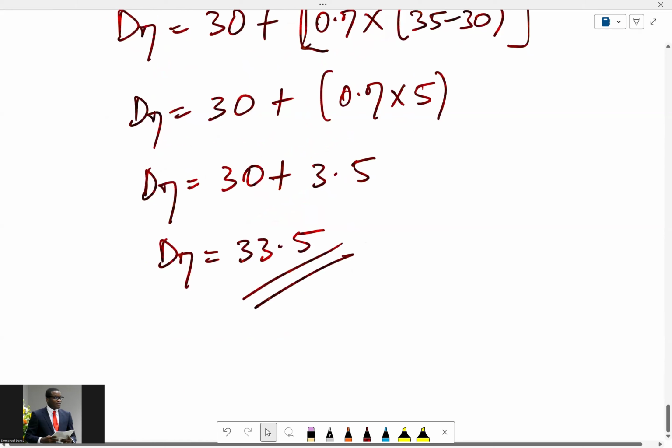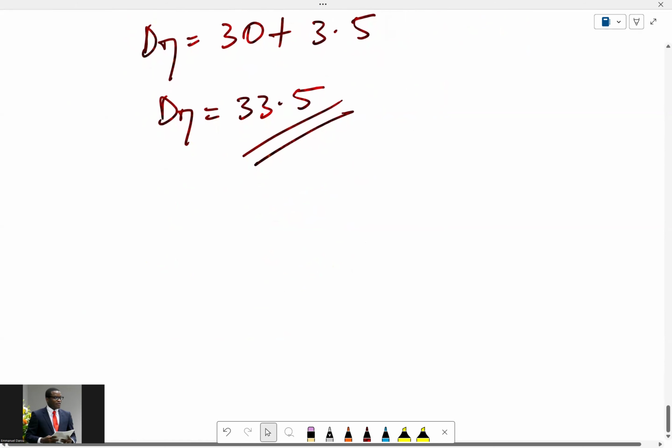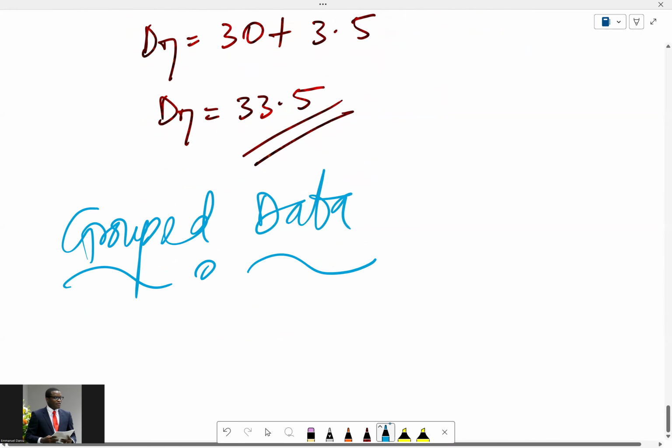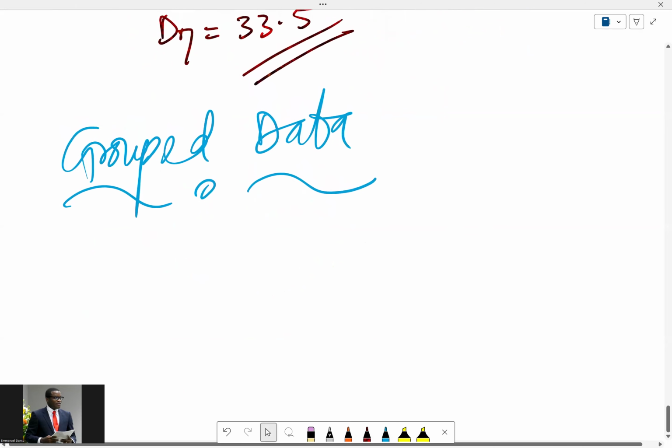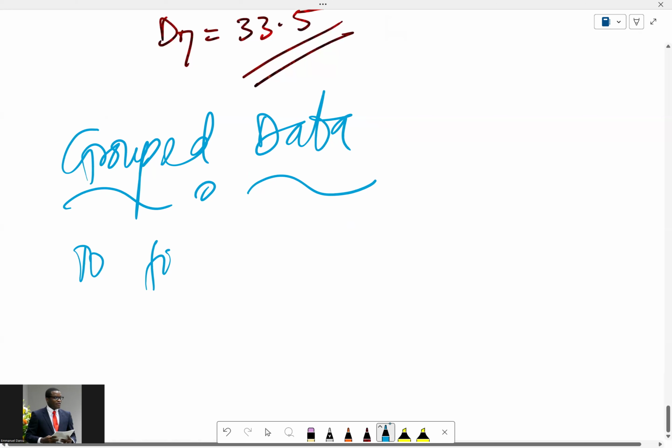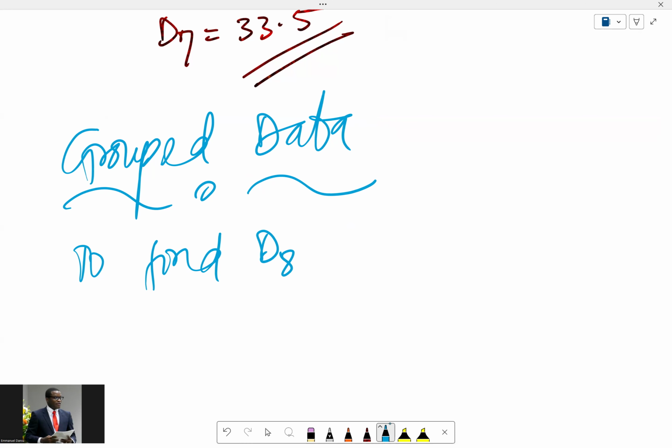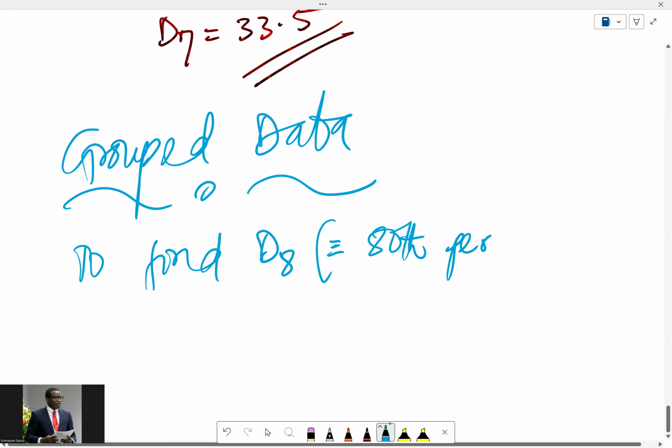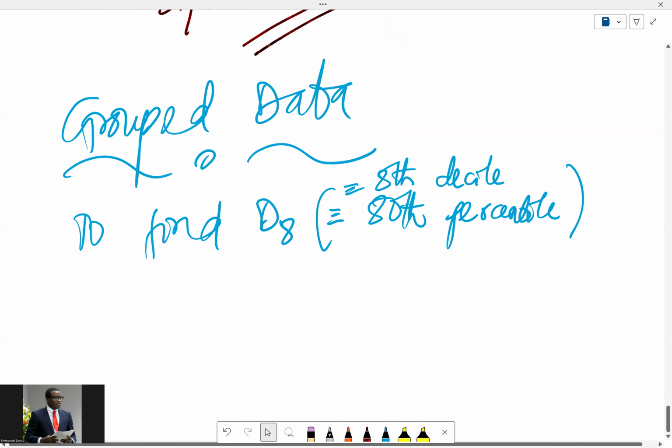So if we talk about grouped data, like before, let's use the same data as before. We want to find the eighth decile, which of course is similar to the 80th percentile. The eighth decile is the same thing as the 80th percentile. So now let's go to the table.